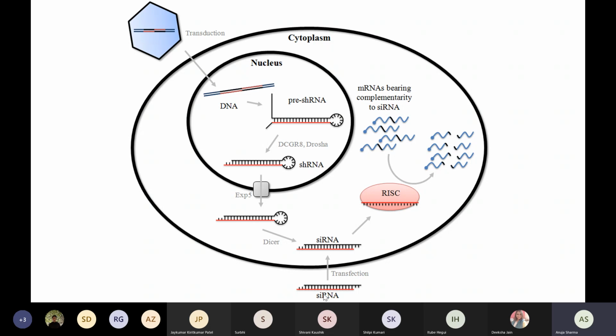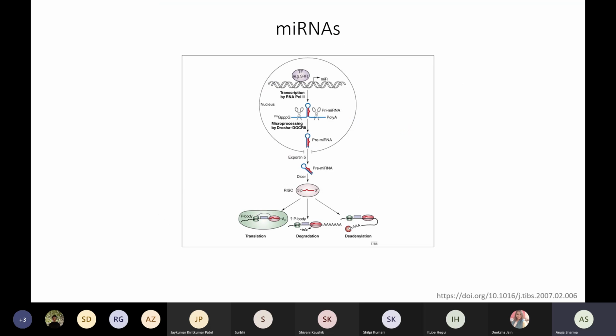So through siRNA, you directly transfect it. Through shRNA, you can transfect it through plasmid-based vectors, as well as you can do transduction. Then this is a simple miRNA biogenesis mechanism. Not much to look at.